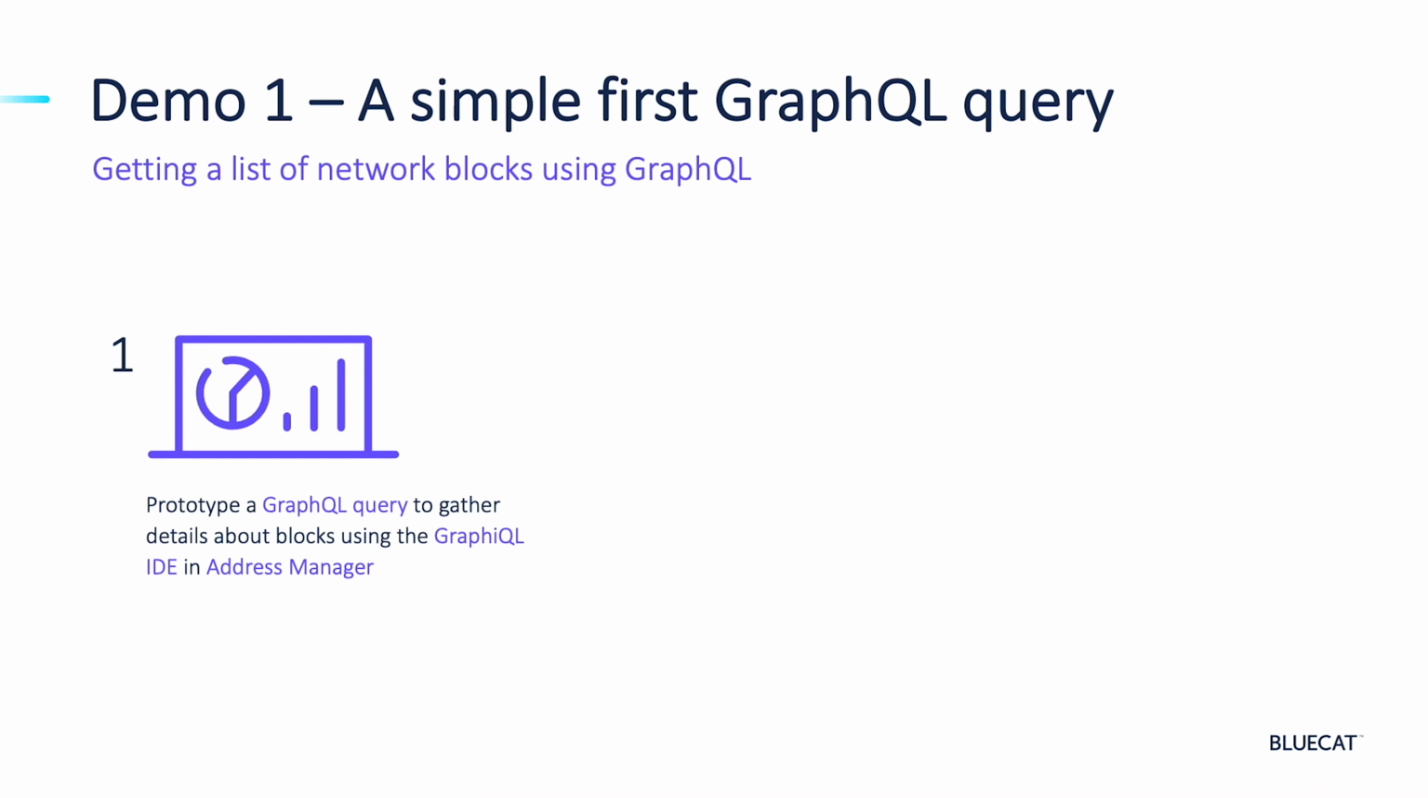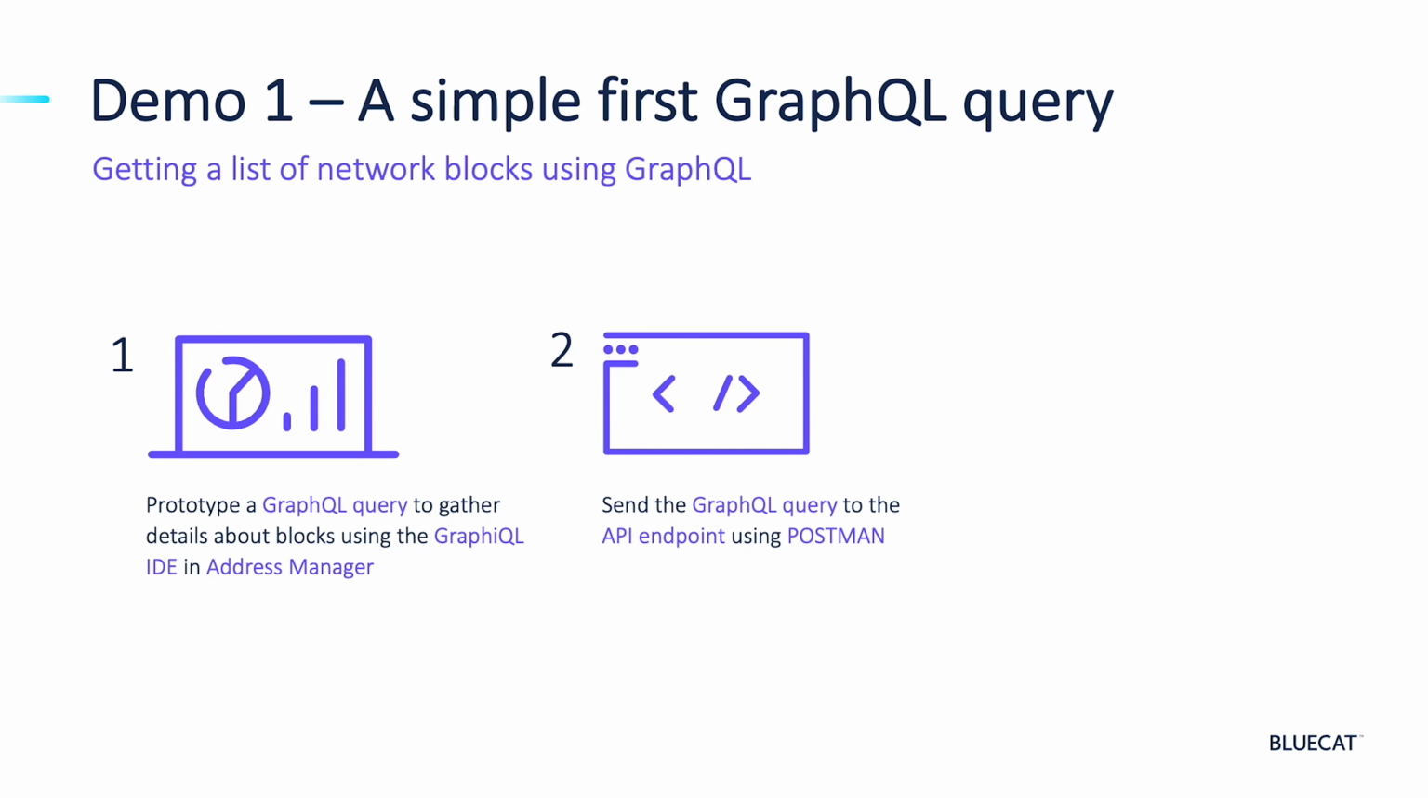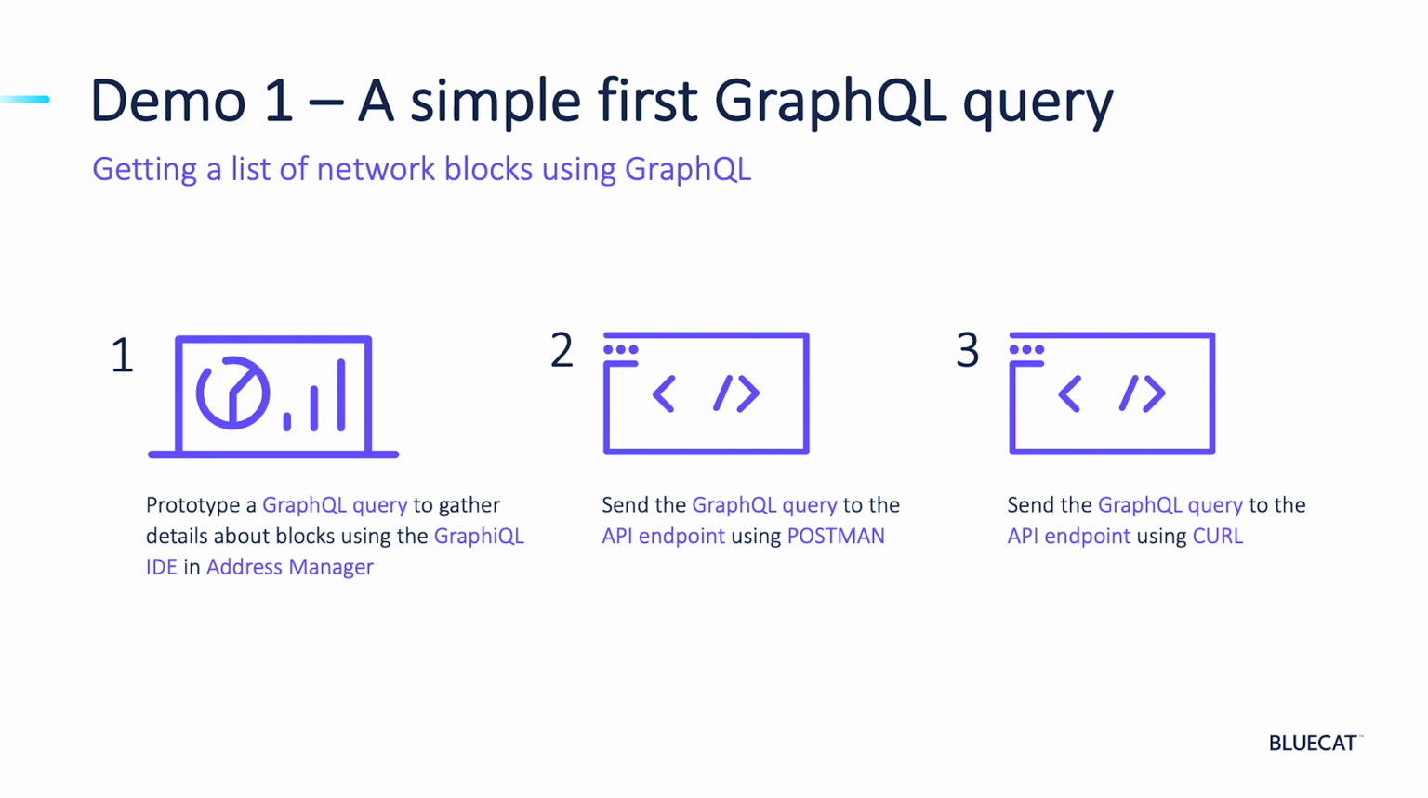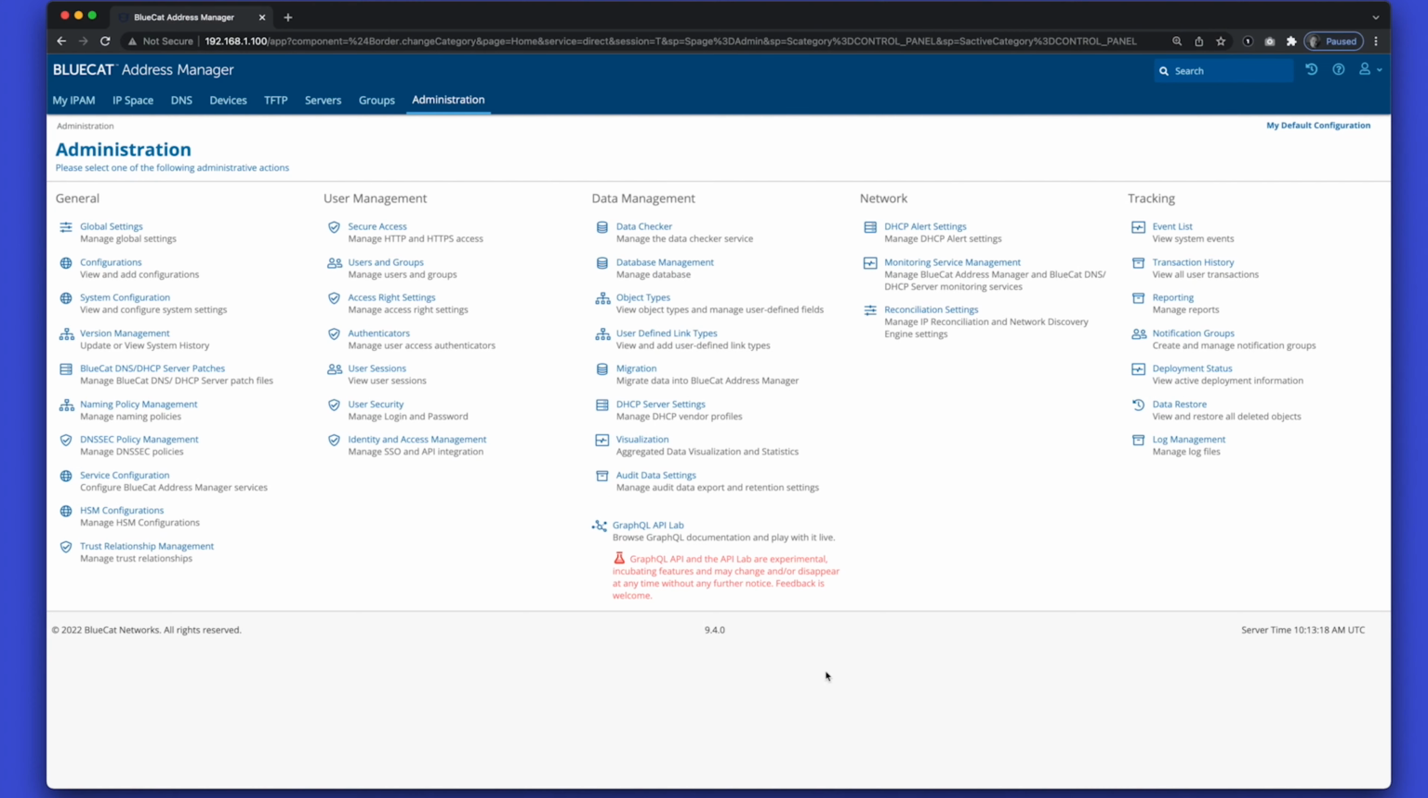In Demo 1, we're first going to use the Address Manager GraphQL IDE to prototype a query to retrieve the network blocks. We're going to show how to get that query ready for production in Postman. We'll then issue a curl command. We're going to start by accessing the GraphQL API lab from the Admin tab.